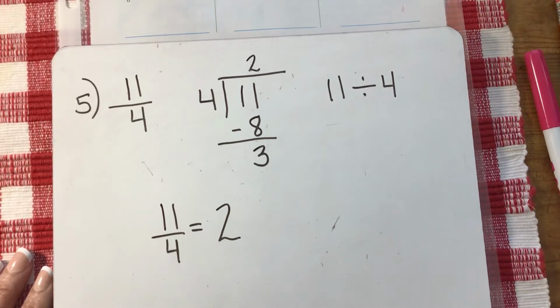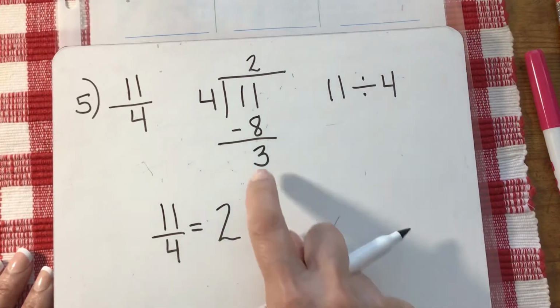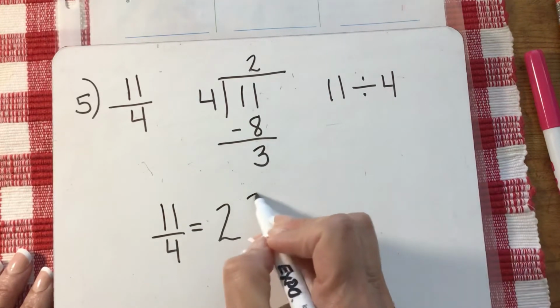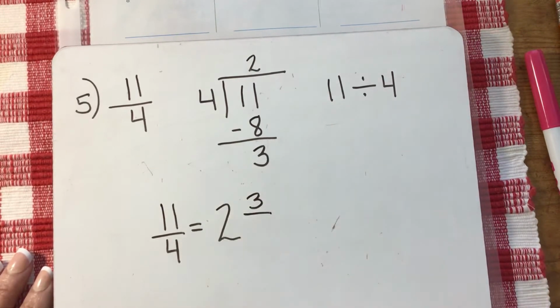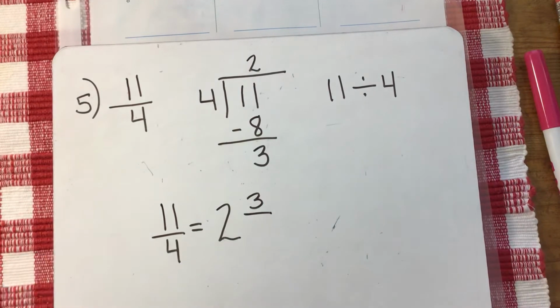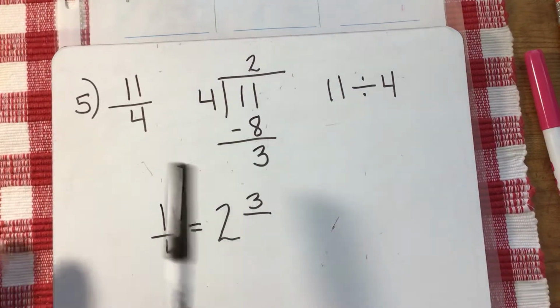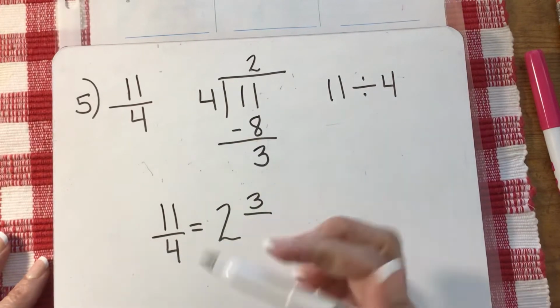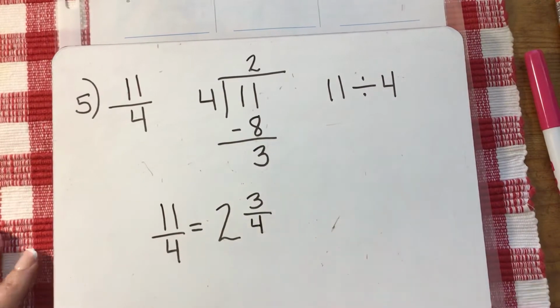My new numerator is whatever is left over, your remainder. So 3. And where do I get my denominator from? No idea. Well, you know what? The denominator does not change. It's also the same as your divisor. So your new mixed number is 2 3/4.